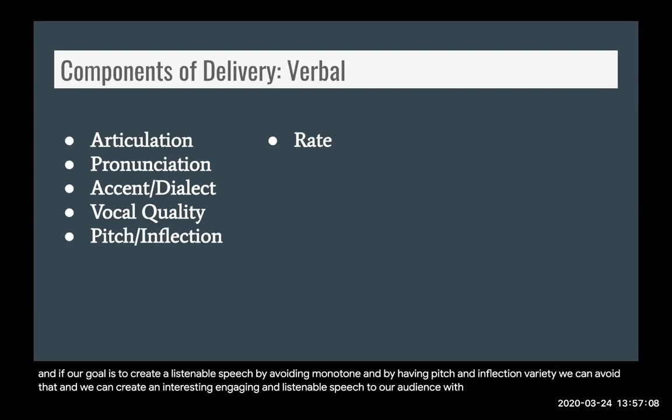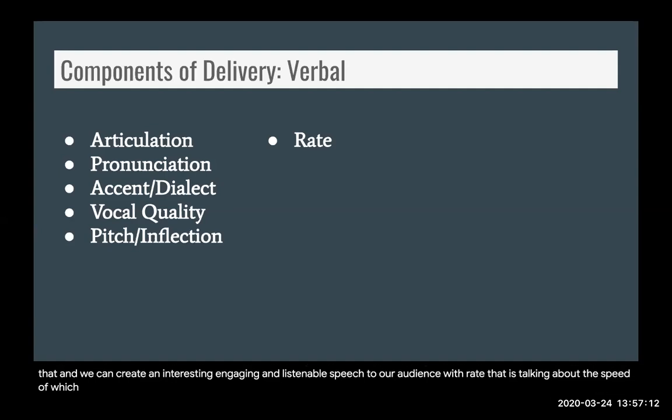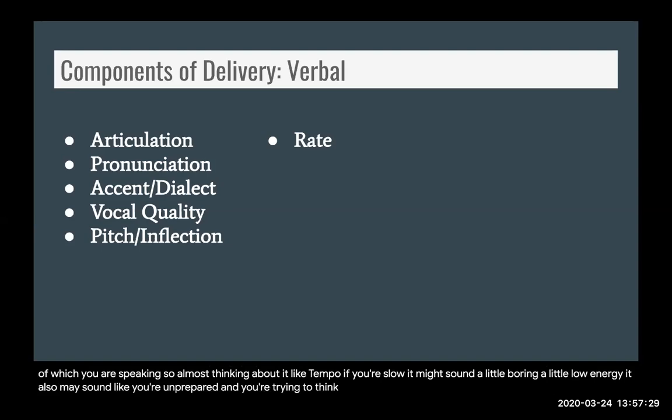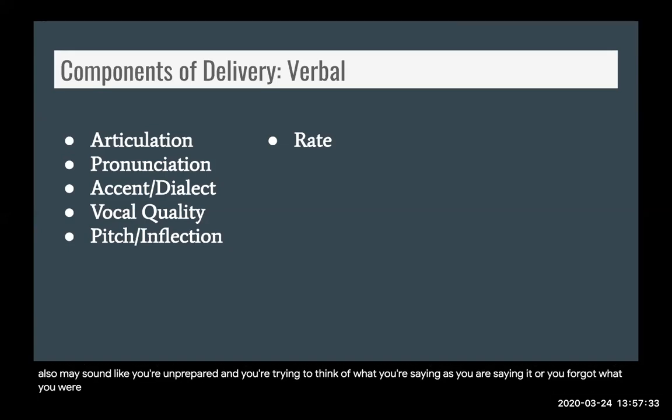With rate, that is talking about the speed at which you are speaking. So almost thinking about it like tempo. If your tempo is too slow, if you're speaking too slow, it might sound a little boring, a little low energy. It also may sound like you're unprepared and you're trying to think of what you're saying as you are saying it, or you forgot what you were planning on saying.